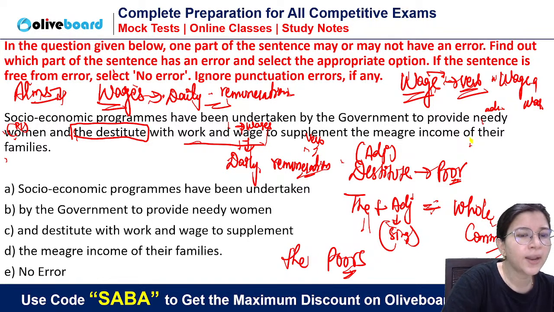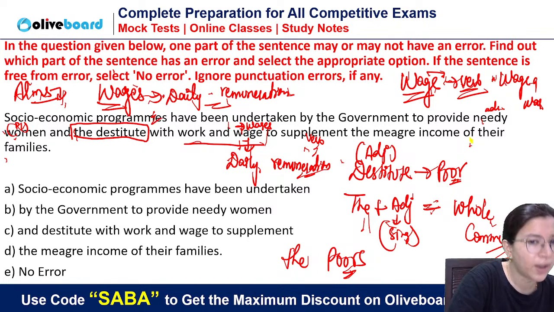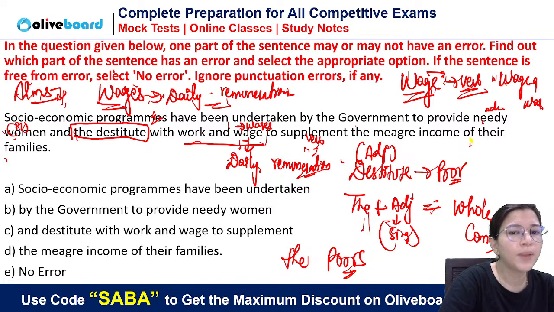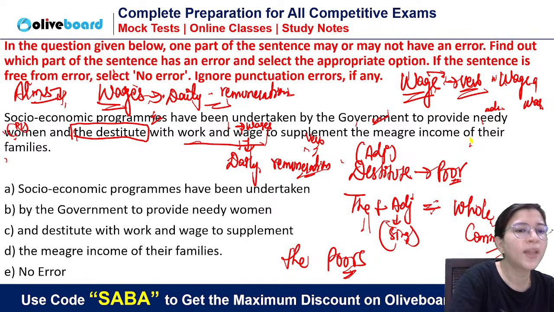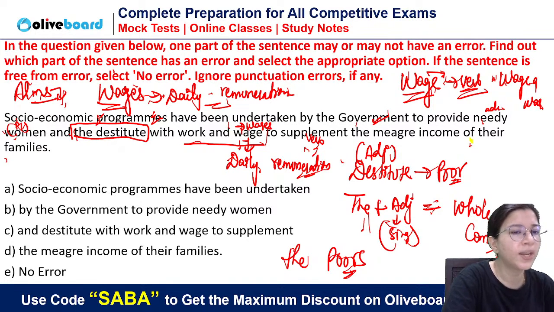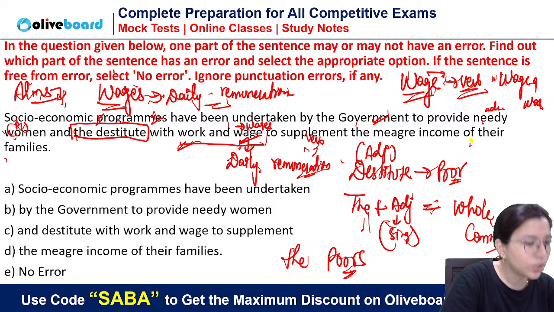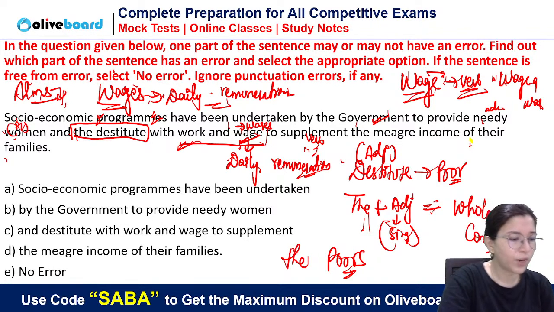तो यहां पर क्या आ रहा है कि सोशल इकोनॉमिक प्रोग्राम जैसे मनरेगा वगैरह हो गया, those programs have been undertaken by the government to provide the needy women and to distribute. जो गरीब है और जो नीडी विमेन है, उनको काम और क्या देगा, पैसे देंगे, मजदूरी मिलेगी. ठीक है, so that is what we are talking about.